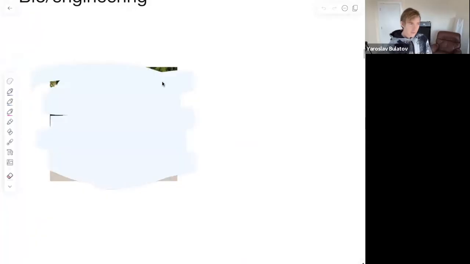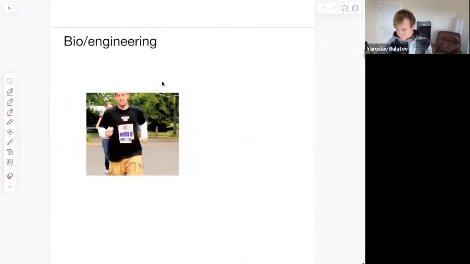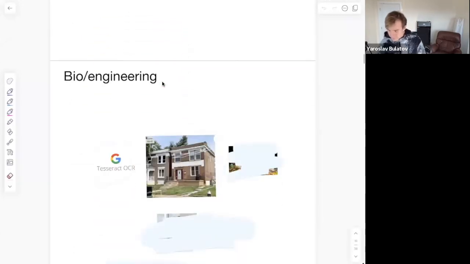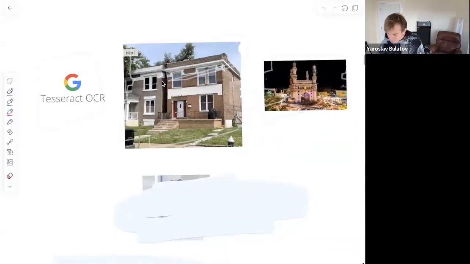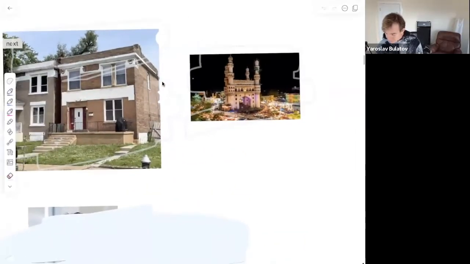Then, in reality, I actually did most of my work as an engineer. So I worked on recognizing real-time reading of runners' bibs. Because of that, I sort of ended up in Google because I was really into OCR. So I went to Google and I was like, I want to work on OCR. So I worked on this problem of detecting house numbers in street view imagery.